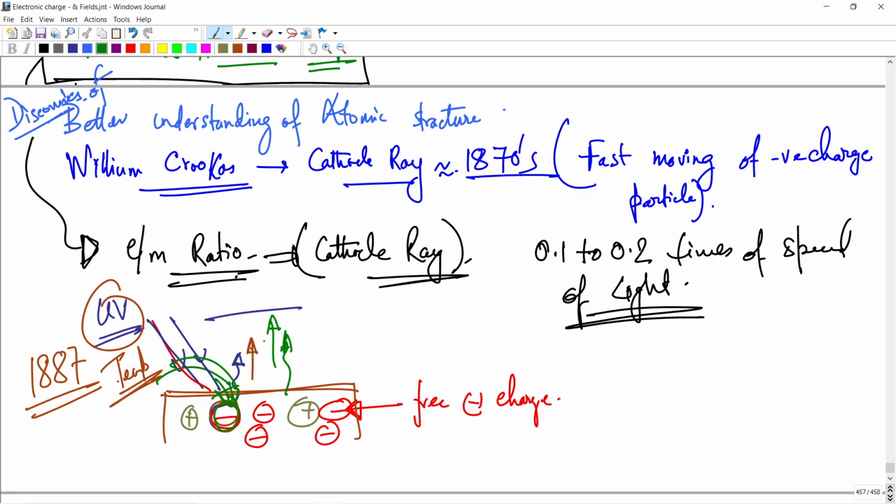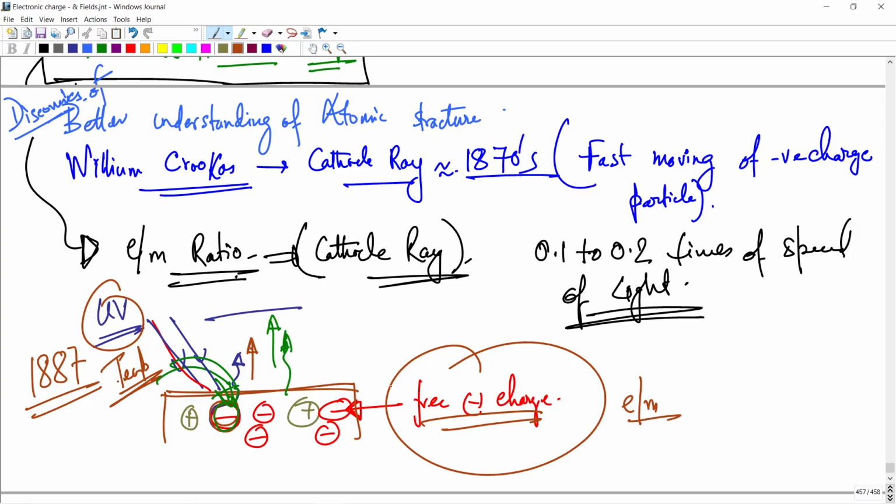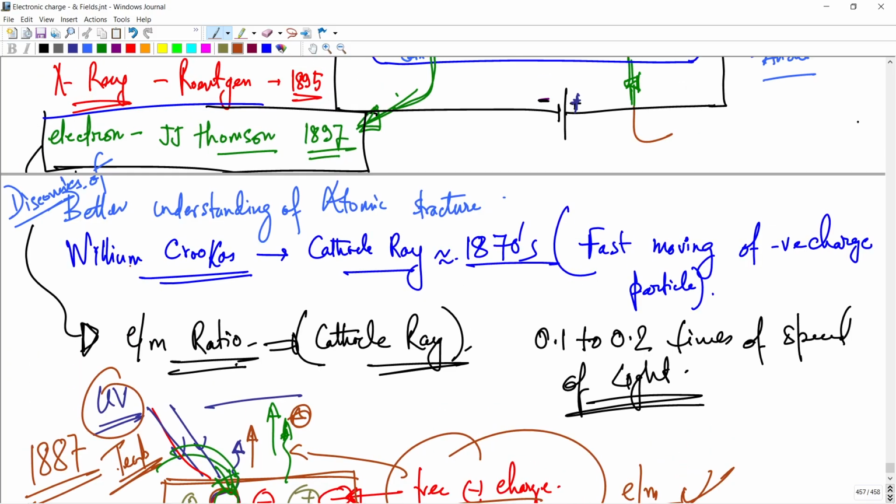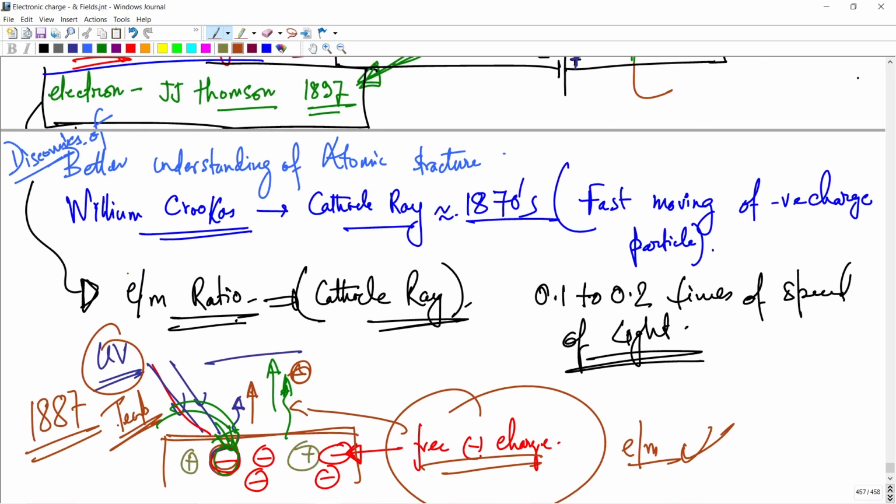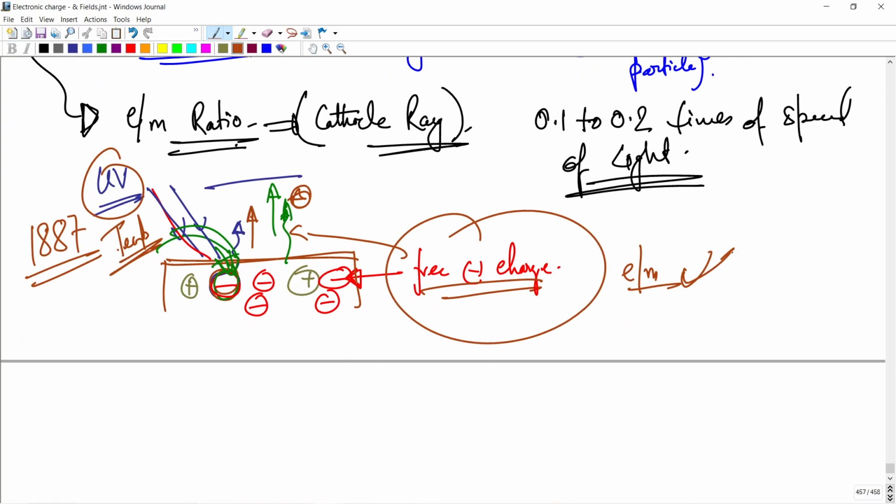We get some current, and these are electrons. If these free charges are removed from the metal surface, the e/m ratio of the escaping particles is the same as the electron, and also the same as the cathode ray.